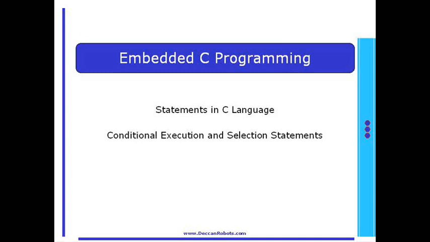Till now, you are aware that in C language expression statements and repetitive statements are used. These statements are used to assign values and to execute repetitive tasks. Any programming language will be incomplete if it does not have decision-making statements. These decision-making statements are also called conditional execution and selection statements.